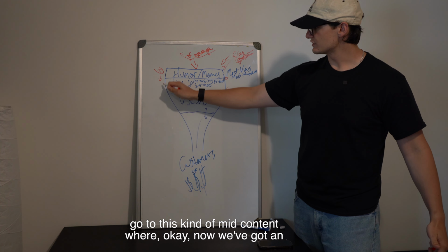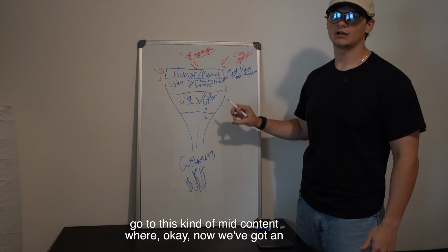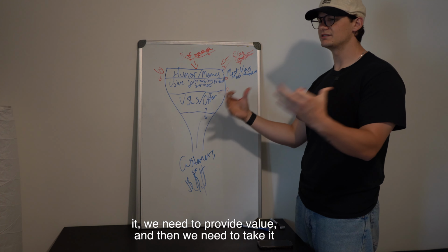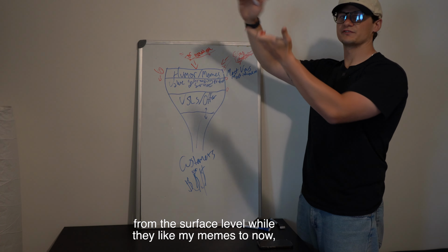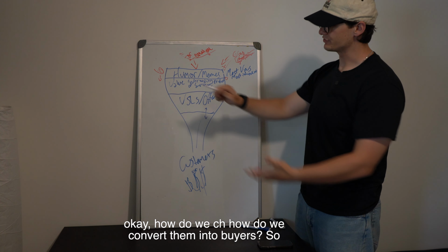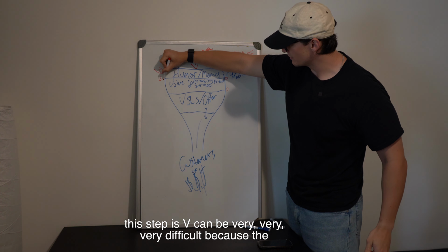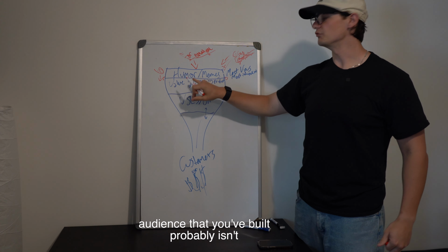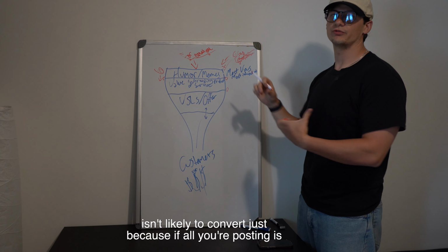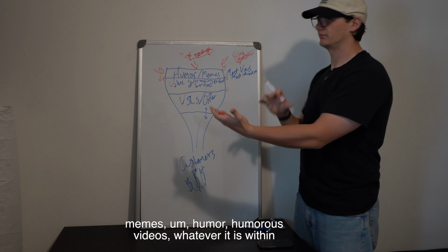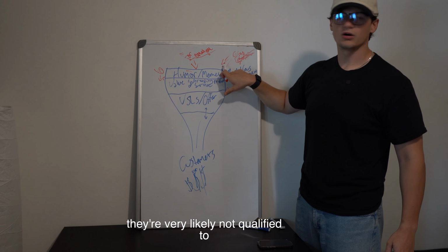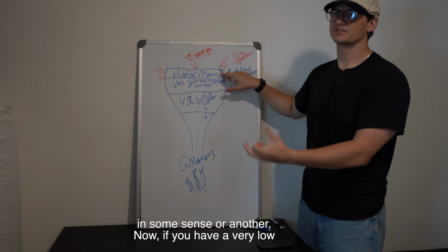And so then we're going to go to this mid funnel content where, okay, now we've got an audience. Now we need to tell them what we do, how we do it. We need to provide value. And then we need to take it from this surface level, wow, they like my memes, to, okay, how do we convert them into buyers? So this step can be very, very difficult because the audience that you've built probably isn't likely to convert. If all you're posting is memes and humorous videos within top of funnel, they're very likely not qualified to buy your product in some sense or another.